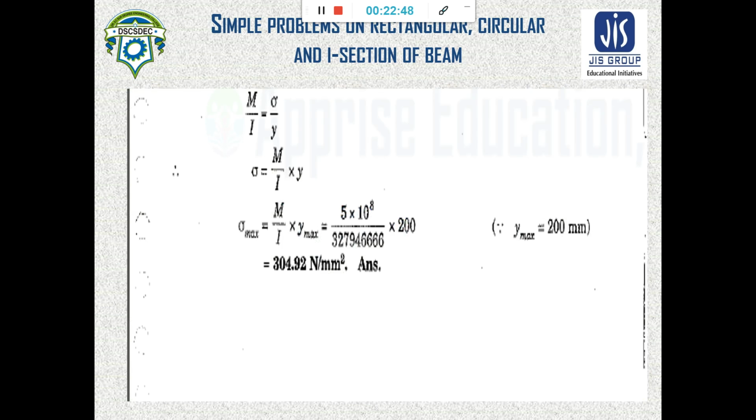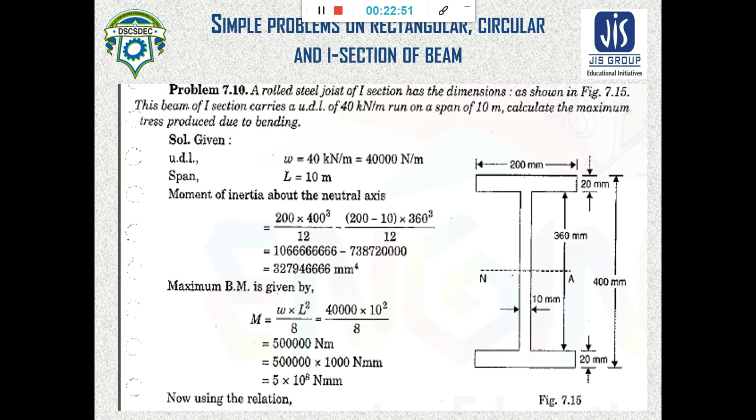Next, for an I section, just see this problem. A rolled steel joist of I section has the dimensions as shown in the figure. If the beam of I section carries a UDL of 40 kilonewton per meter run on a span of 10 meter, calculate the maximum stress produced by bending. So for that we need to find out the total load or UDL. So UDL is given by W is equal to 40 kilonewton per meter.